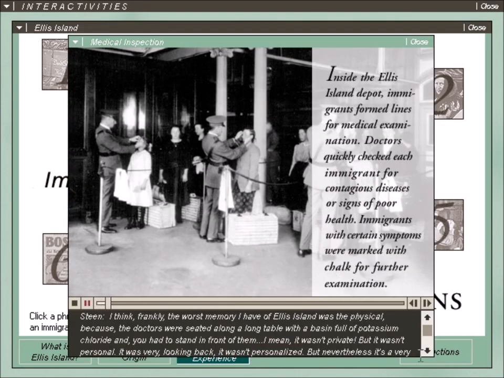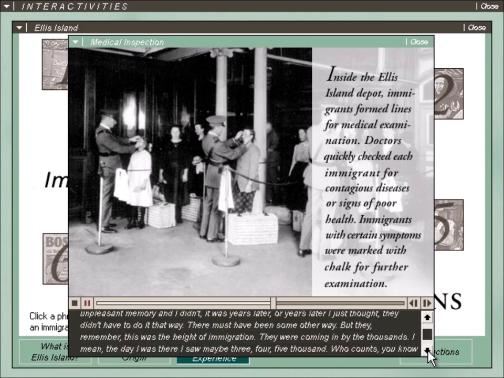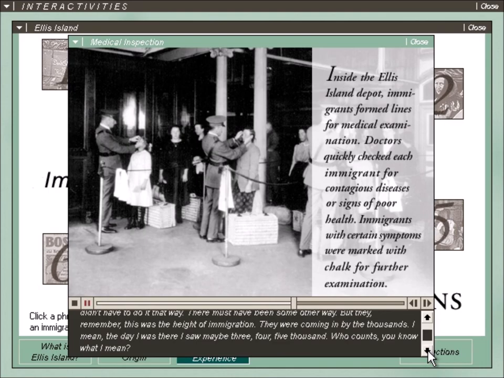I think, frankly, the worst memory I have of Ellis Island was the physical, because the doctors were seated at a long table with a basin full of potassium chloride, and you had to stand in front of them. I mean, it wasn't private, but it wasn't personal. Looking back, I think it was impersonalized, but nevertheless, it's a very unpleasant memory, and years later, I just thought they didn't have to do it that way. There must have been some other way. But remember, this was the height of immigration. They were coming in by the thousands. I mean, the day I was there, maybe 3,000, 4,000, 5,000. Who counts, you know what I mean?